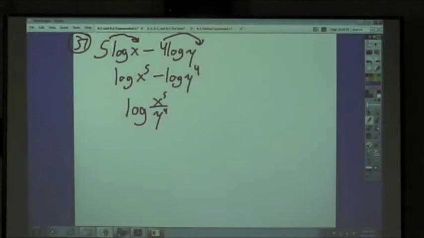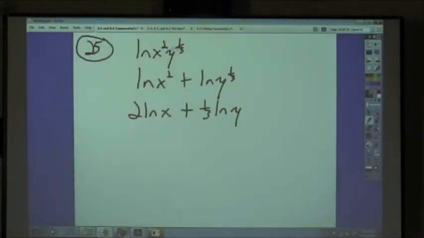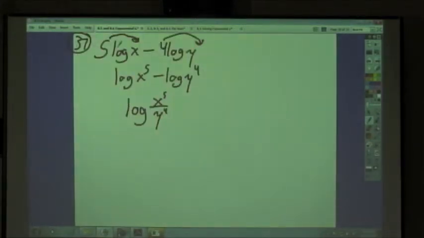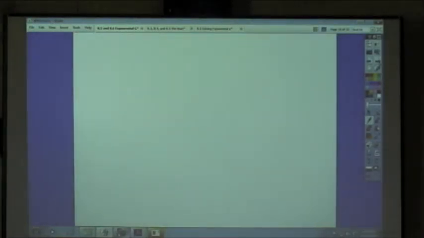Notice that my answer for this one looks like the way the expanding one started. When you take your quiz today, that's going to be the case. When you have your answers for these that are expanding, they will look like the way the ones that are condensing start. So make sure you're paying attention to that when you go through and you start your problems. You'll be able to tell what your answer should look like when you get to the end.